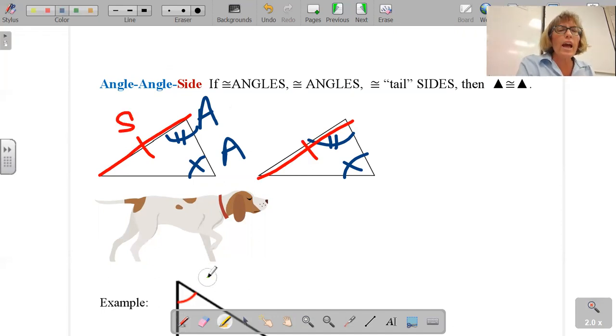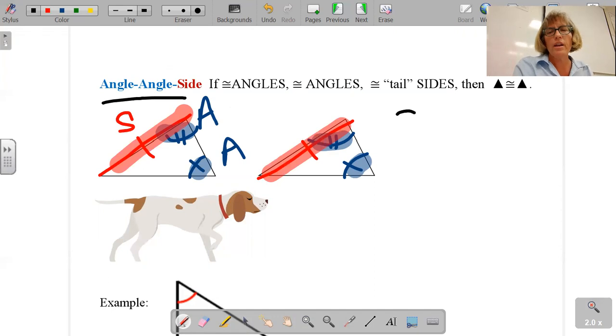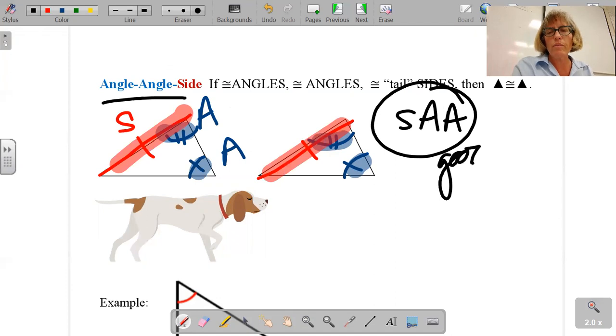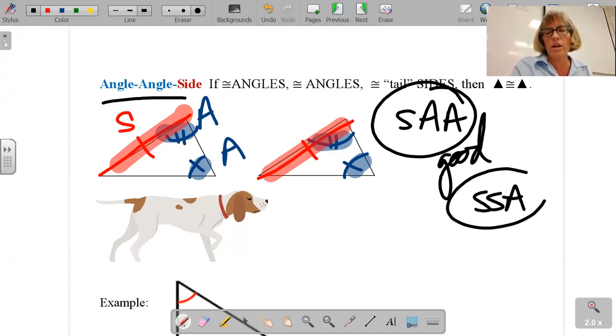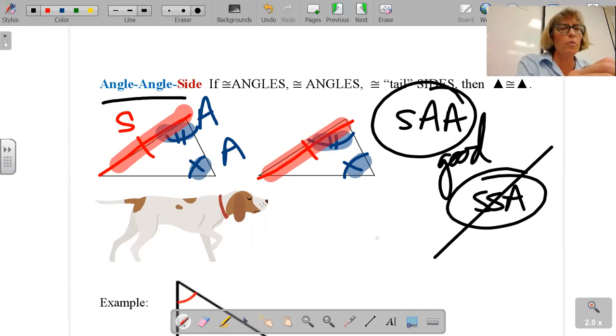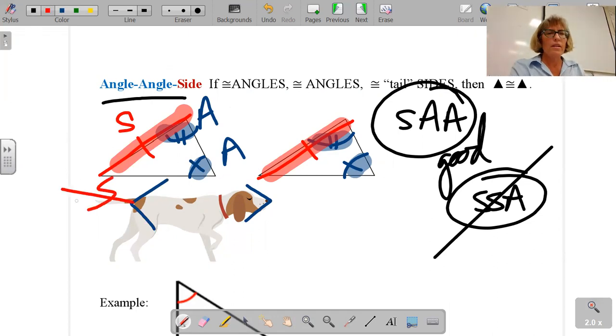This one says, if I have a pair of angles, and then another pair of angles, and then a side which is attached to only one of the angles, this is called angle, angle, side. Side, angle, angle is perfectly fine as well. That's good. Remember, side, side, angle is not good. So the other one was hamburger. I call this the tail, and the reason why is tail, angle, snout, angle, rear, side, tail. That's what I'm visualizing. Angle, angle, side as the tail.